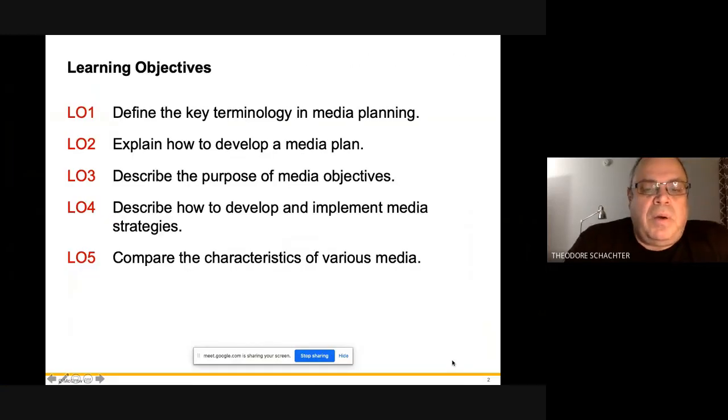So this is what we're going to go over. We're going to explain how to develop a media plan. We're definitely going to give examples of media objectives and how to make them align with marketing communications objectives and marketing objectives. And those are the main focus of this.